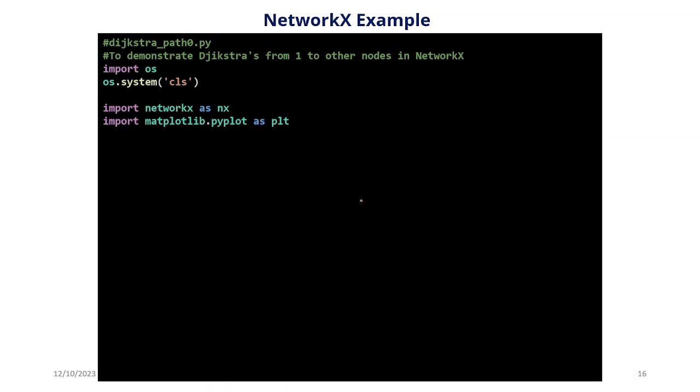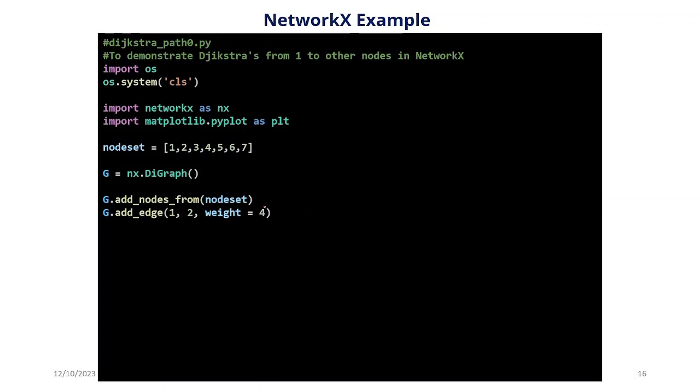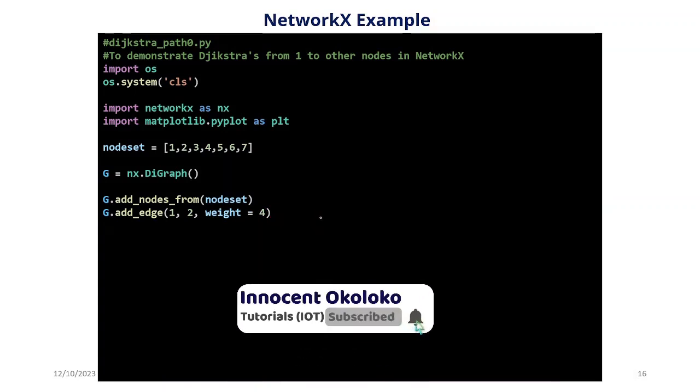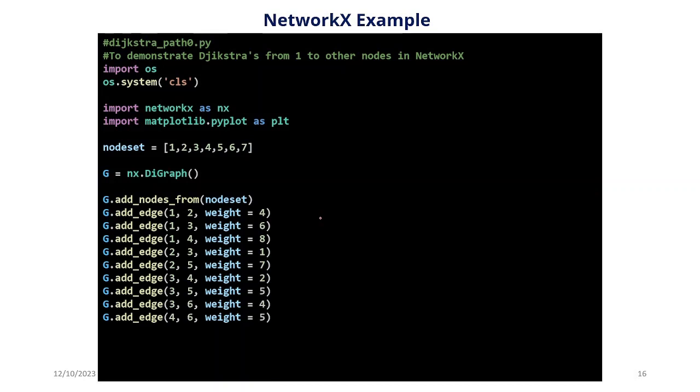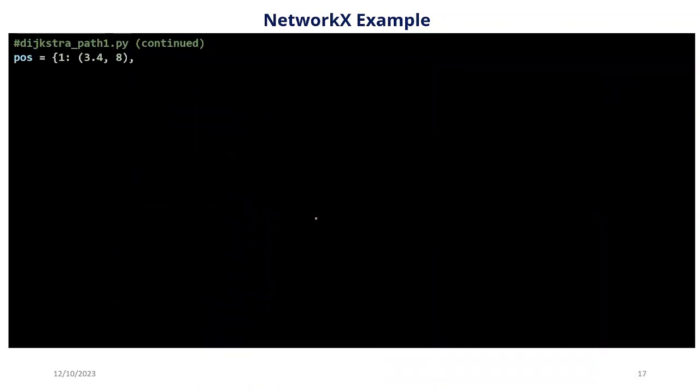So as usual, we do the preliminaries and import NetworkX. We import matplotlib. We create the node set for the graph we've already seen, 1 to 7, and then we'll create a digraph. And we are going to add nodes from the node set, and we are going to add edges one by one together with their weights as indicated in the graph. Edge 1, 2, edge 1, 3, edge 1, 4, 2, 3, 2, 5, 3, 4, 3, 5, 3, 6, 4, 6, 5, 7, 6, 5, 6, 7. And we're going to set the positions on the Cartesian coordinates so that the nodes will be exactly where we want them to be. So we have node 1, node 2, 3, 4, 5, 6, 7.